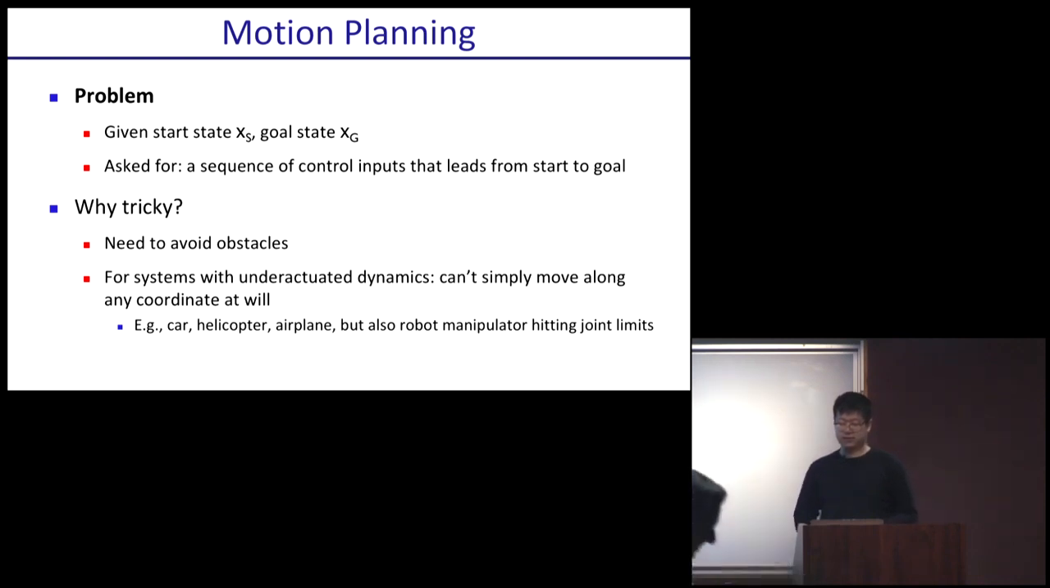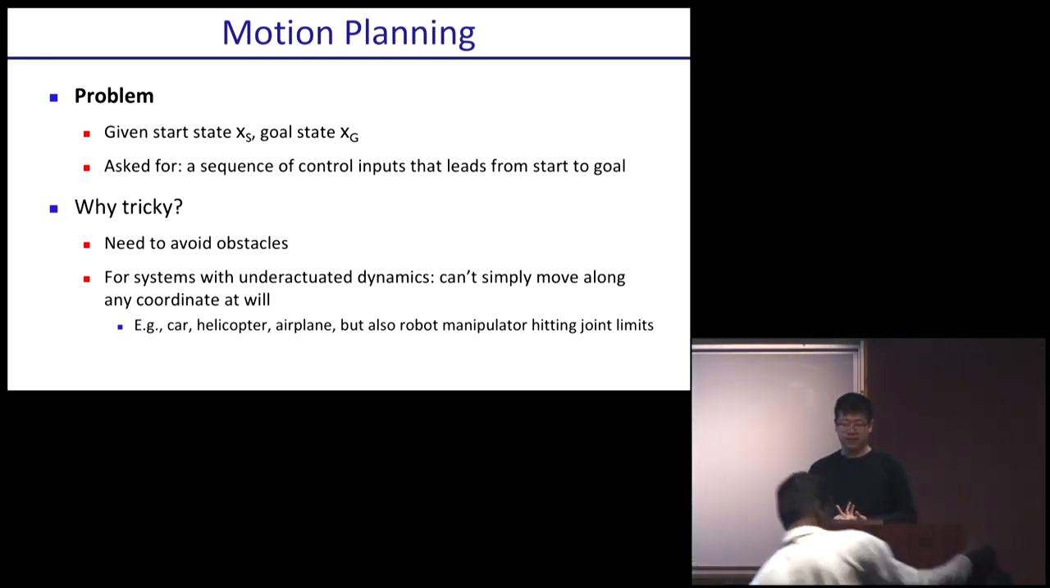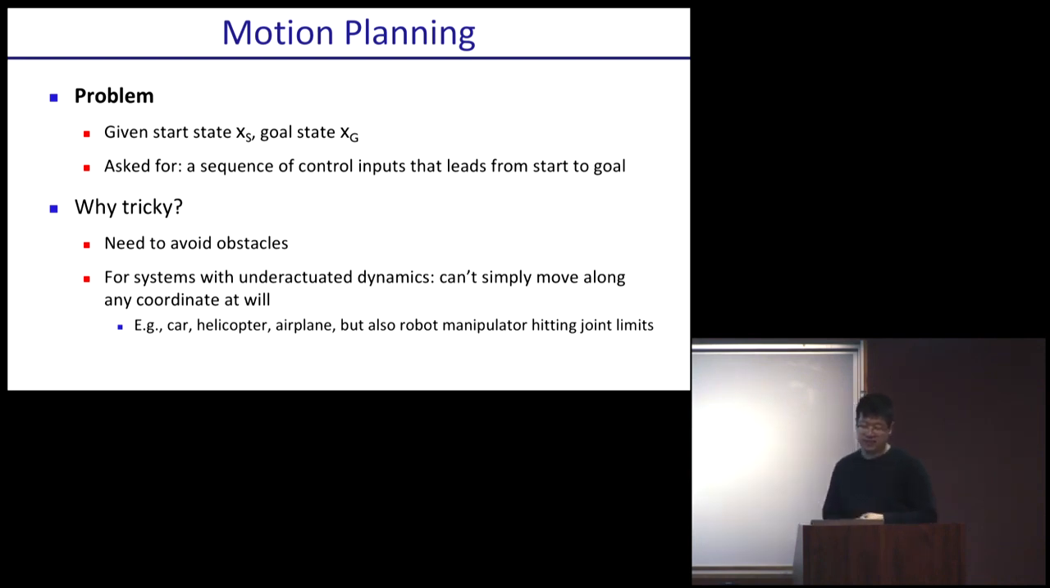There are 2 points I can think of. One is we need to avoid obstacles, and later we will show that avoiding obstacles can be non-convex. Another point is for systems with under-actuated dynamics, it's tricky because we cannot simply move along any coordinate at will. Most dynamic systems are under-actuated, like cars, helicopters, airplanes, and so on.